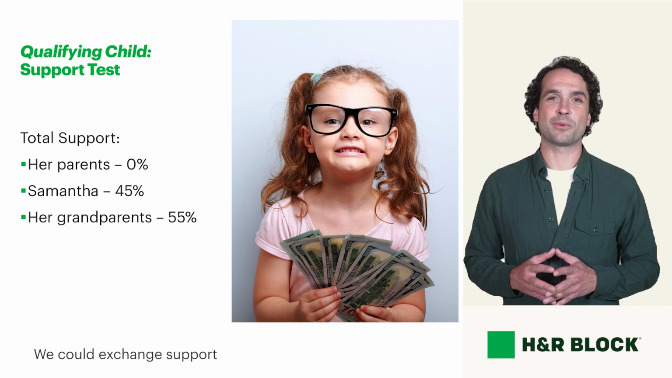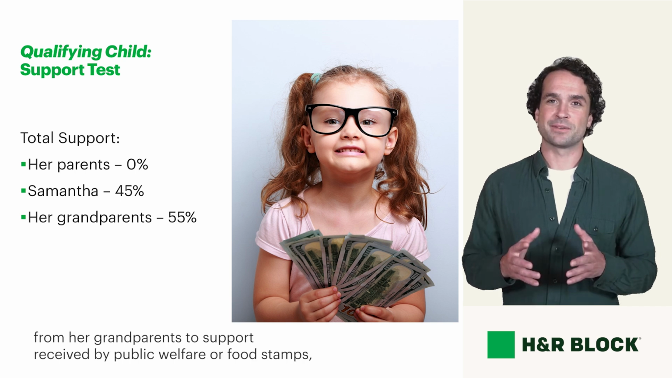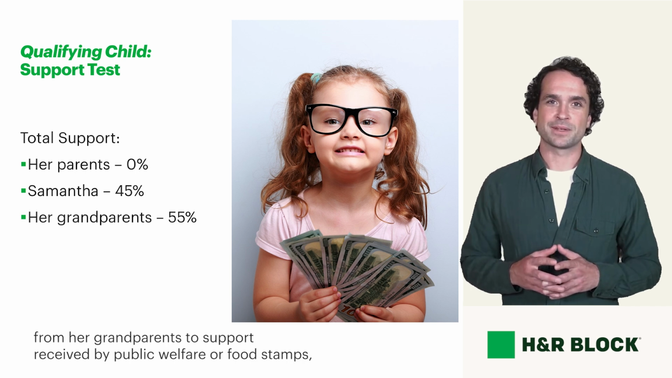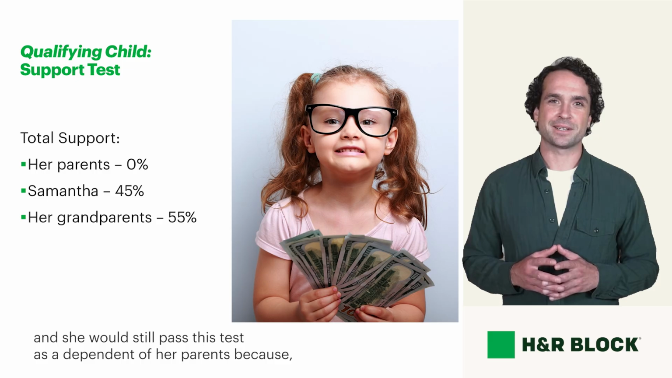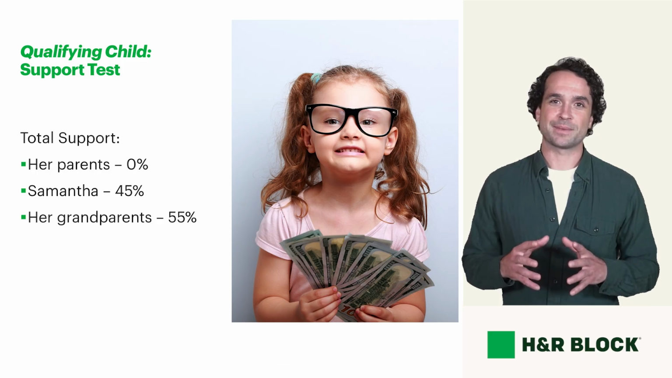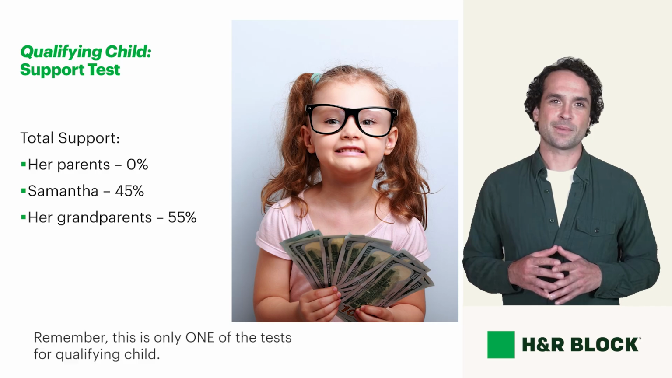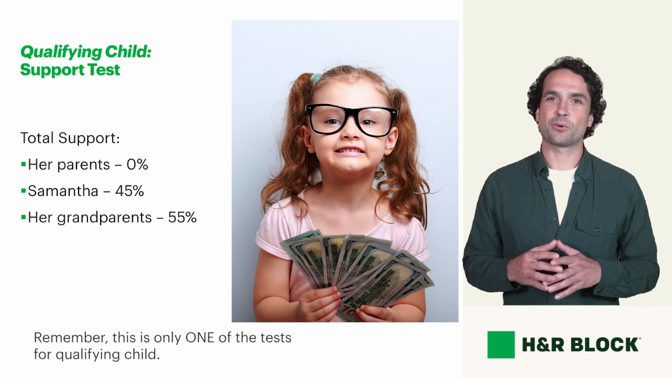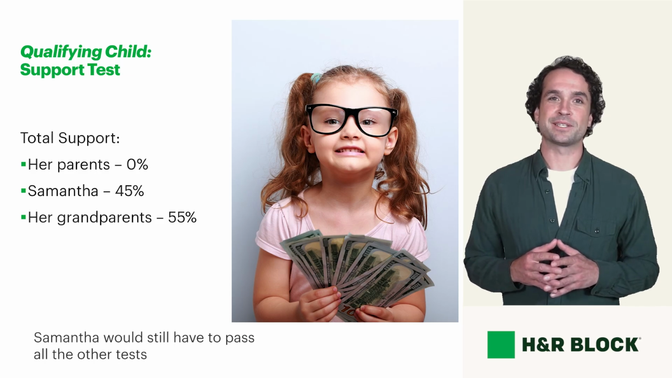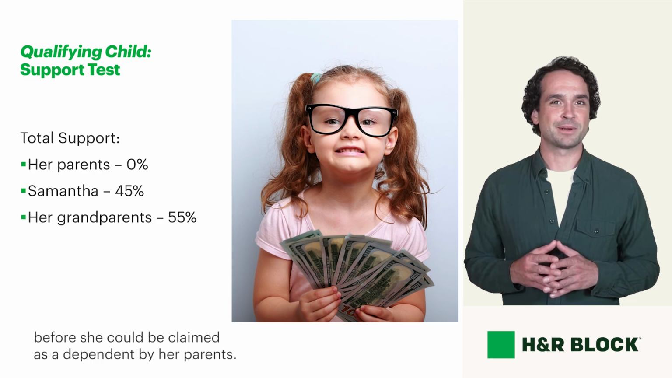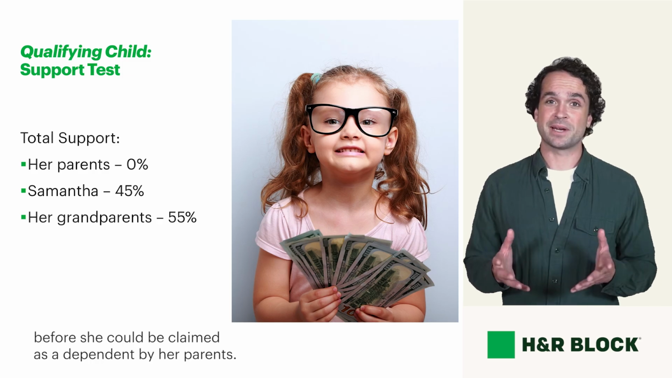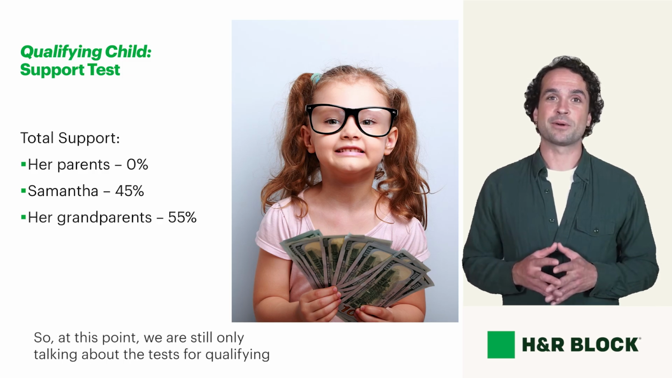We could exchange support from her grandparents to support received by public welfare or food stamps, and she would still pass this test as a dependent of her parents because, again, Samantha did not provide more than half of her own support. Remember, this is only one of the tests for qualifying child. Samantha would still have to pass all the other tests before she could be claimed as a dependent by her parents. So at this point, we are still only talking about the tests for qualifying child.